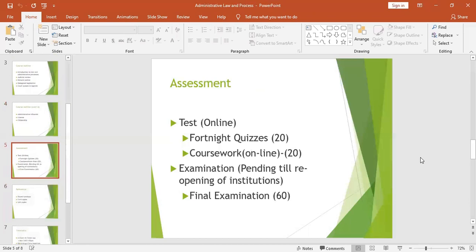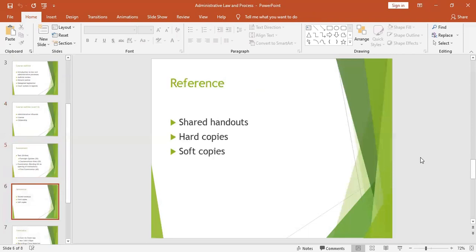Now, for the assessment, I will give tests and coursework both online, tests out of 20, coursework out of 20. And the examination is still pending till reopening of institutions, while the final examination, once the universities open, will be marked out of 60.